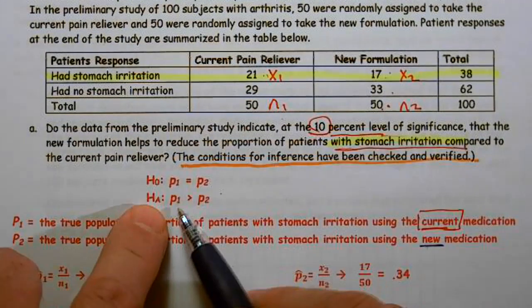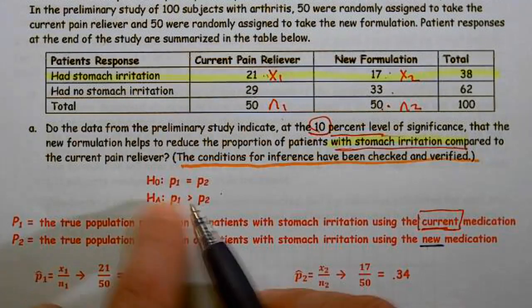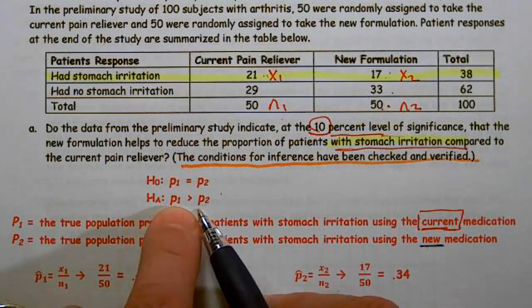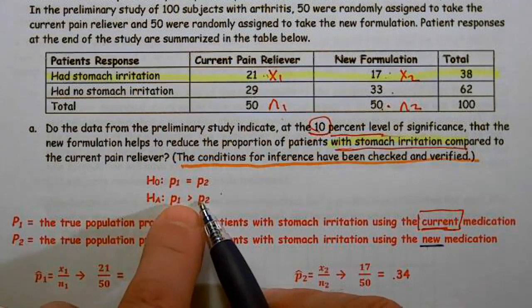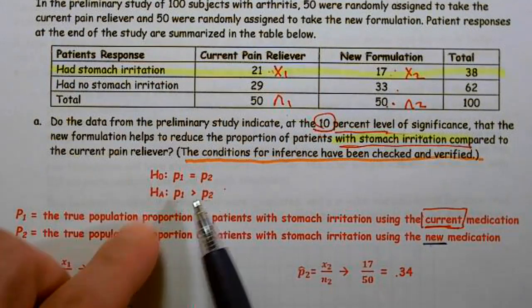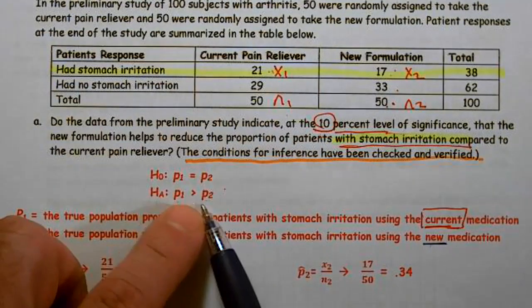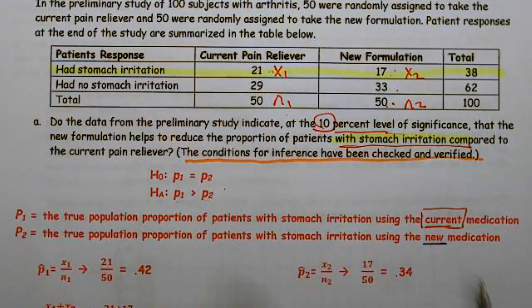Now, hopefully we had more people with stomach irritation with the current, and it reduced as we went to the new. So this is why I knew that this was going to be a less than. The current was going to have more stomach irritation than the new. Could you have flipped it? Yes, you could have, but it just depends on how you set things up and defined it. So my current had more stomach irritation than my new. And once again, I focused on stomach irritation because that's what they said here.